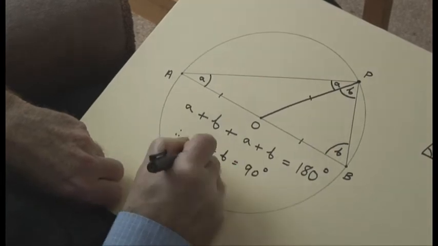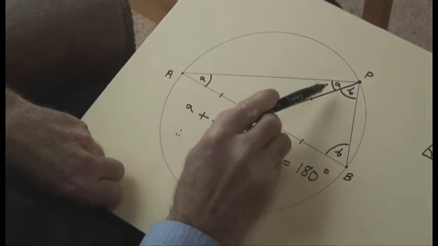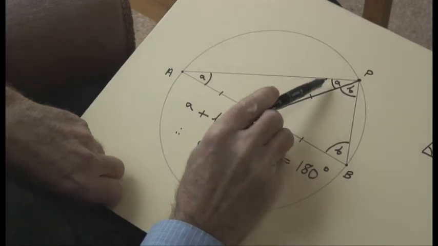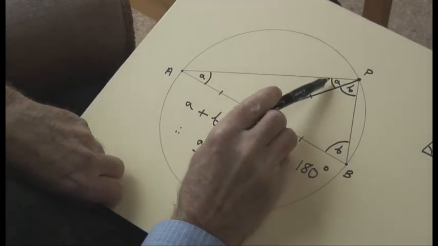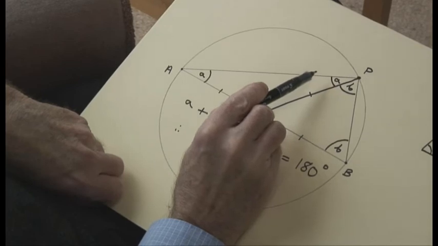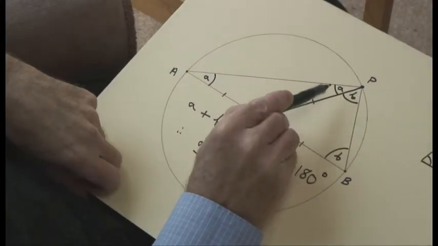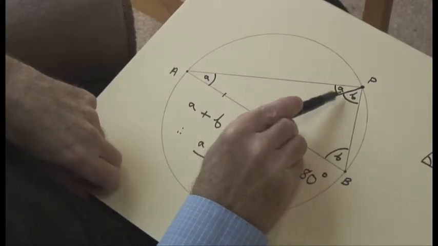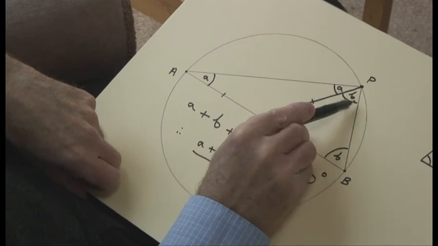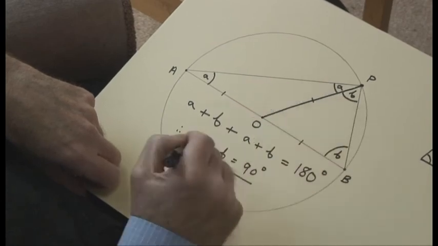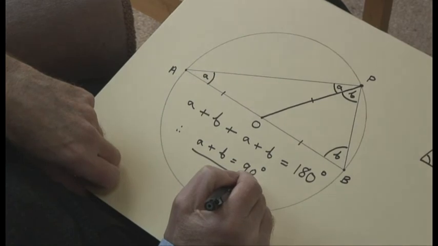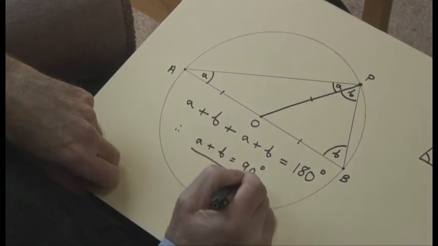And that's what I was trying to prove. That proves that that angle there is always 90 degrees, no matter where P is on the circumference. It's true that if we move P around the circumference, both A and B will individually change, but the sum, A plus B, will not. I've just proved that that's always 90 degrees.